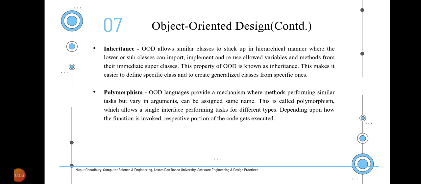So this is called polymorphism, and this helps because we do not need to make additional effort in naming different methods differently, although they have the same operational logic. So it allows a single interface performing tasks for different types. We do not need to develop multiple interfaces for similar operations. Depending upon how the function is invoked, the respective portion of the code gets executed.